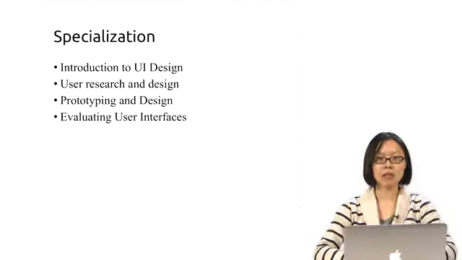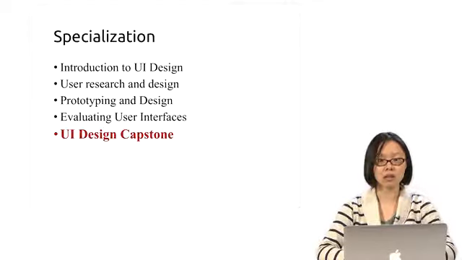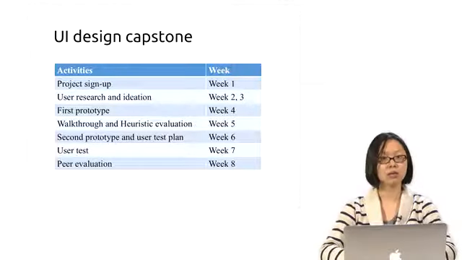At this point, you have made it through all four specialization courses, and you have learned an incredible set of skills that are very useful for UI design. In this Capstone project, you will have the opportunity to take all the skills you have learned and apply them to a project. This UI design project has 7 major activities: project signup, user research and ideation, first prototype, walkthrough and heuristic evaluation, second prototype and user test plan, user test, and finally, peer evaluation.